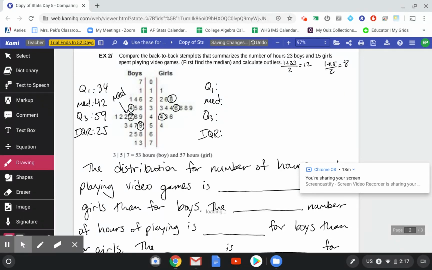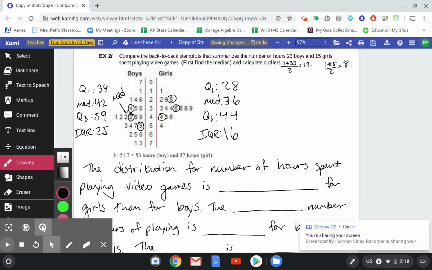And then for the girls, similarly, our median is 36. Oops, my pen is lagging here. My Q1 is 28 and my Q3 is 44. My IQR is 44 minus 28, which ends up being 16. So now that I have those pieces calculated quickly, I can write a little bit more accurate description between the two of them, a comparison.